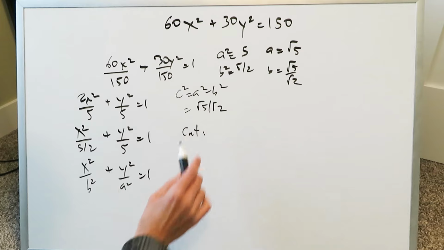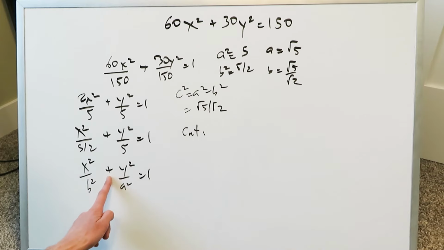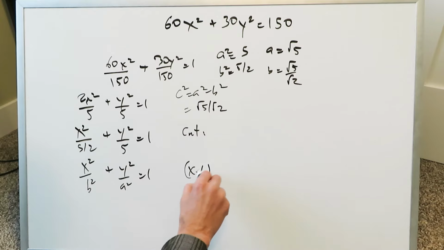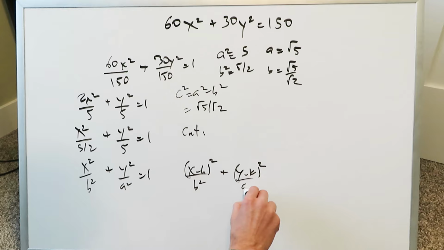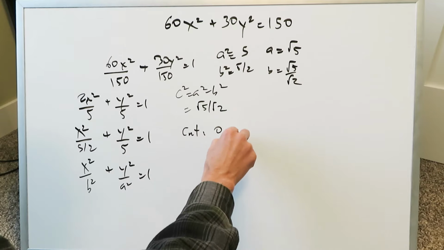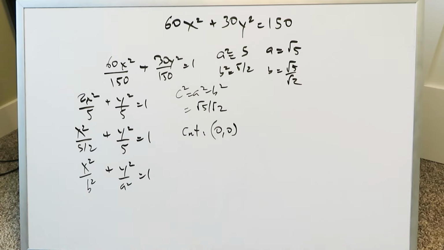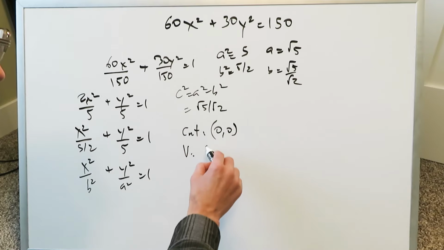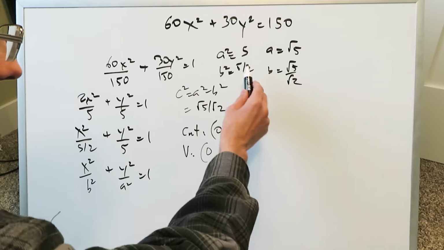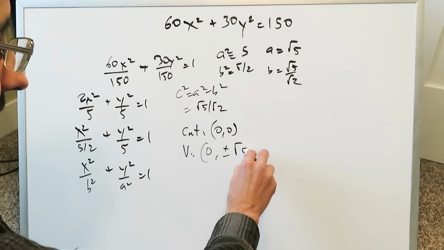It's an ellipse in a standard orientation simply because you have no translation involved. You don't have something which looks like x minus h whole squared over b squared plus y minus k whole squared over a squared is equal to 1. You don't have h and k involved. Your h and k are at the origin as your center, because there is again no translation involved. Your vertices here in the vertical dimension are 0, comma, plus and minus a, which is root 5.